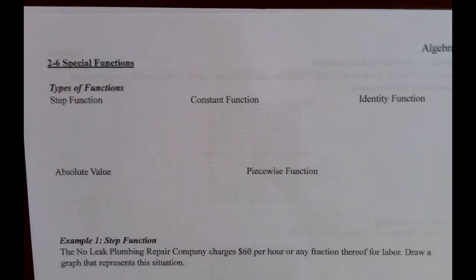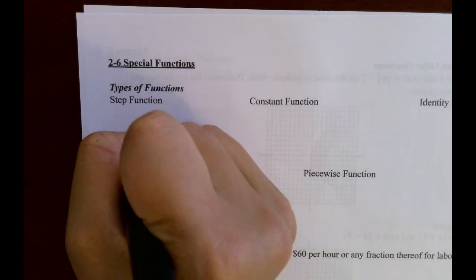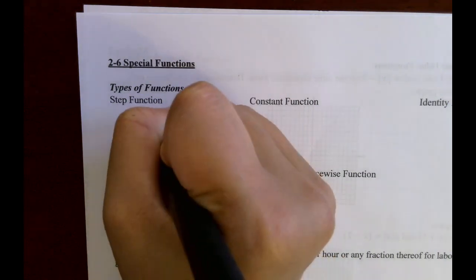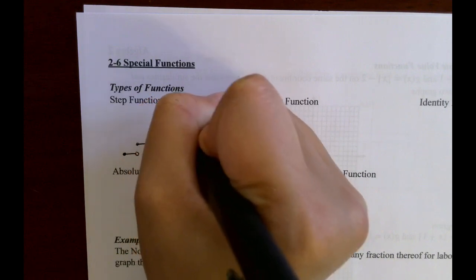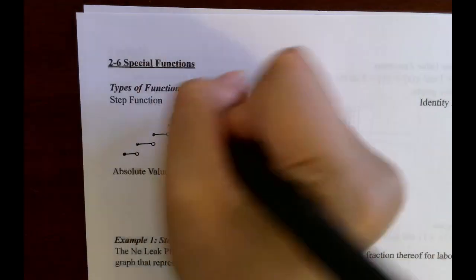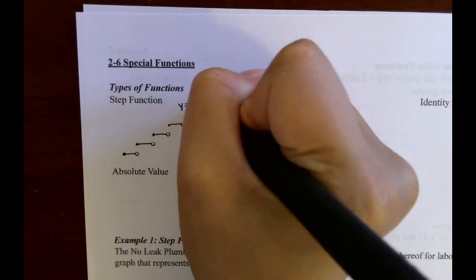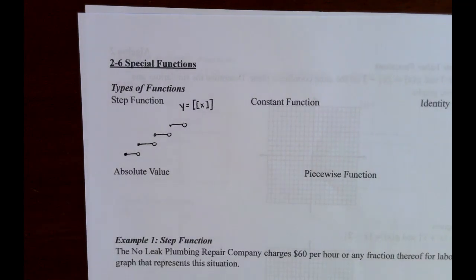Okay. So the first is a step function. The reason why it's called a step function is because it looks like steps. It generally looks like this. And the parent function of it looks something like this. Okay. So that's going to be a step function, or in this case, our greatest integer function.